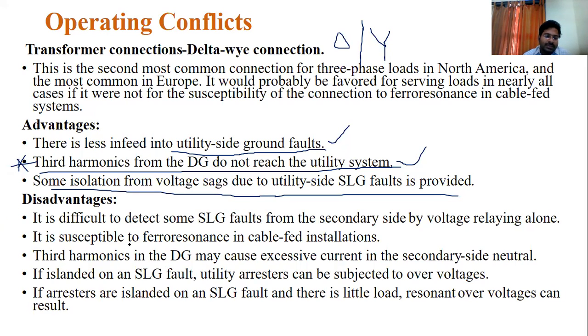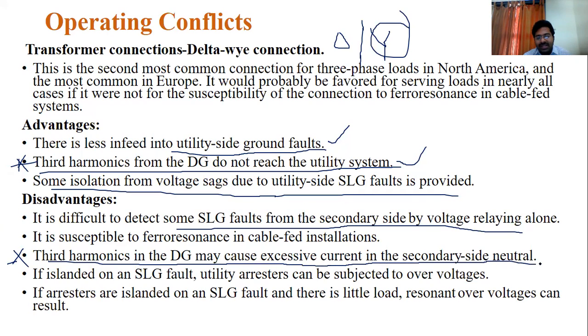So it has some disadvantages also. What are some of the disadvantages? It is difficult to detect some single line to ground faults on the secondary side with voltage relaying alone. The secondary side means this side. At the same time, third order harmonics from DG may cause excessive current in the secondary side and the neutral. So these are some drawbacks while we are using this delta to Y connection in the systems.